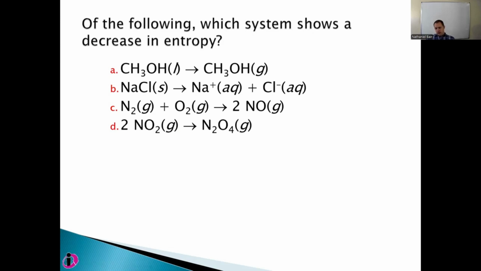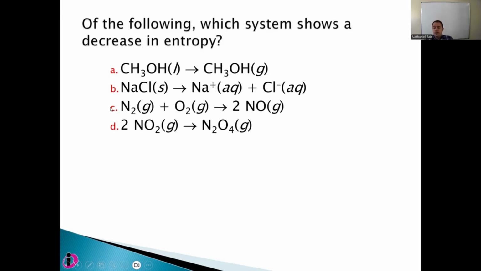All right, so let's go down through these. If you look at letter A, we're going from liquid to gas. That's an increase in entropy, not a decrease. That system is becoming more random. Take a look at B. This salt is dissolving. That's definitely becoming more random as well. We're going from one locked in crystalline lattice to 2 ions.